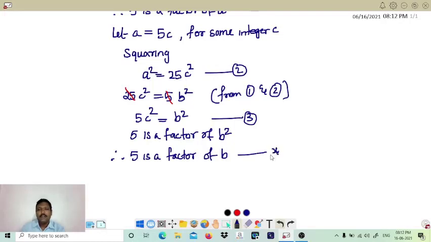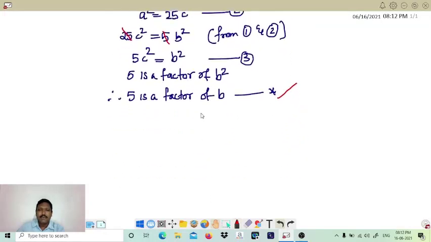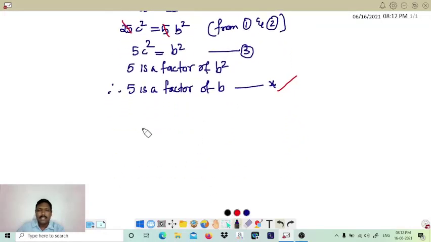Now look here, we got 5 is a factor of a, and here we got 5 is a factor of b. Once we said a and b are co-prime, that means no common factors. But here we got 5 is a factor of a and 5 is a factor of b. So we can say 5 is a common factor.